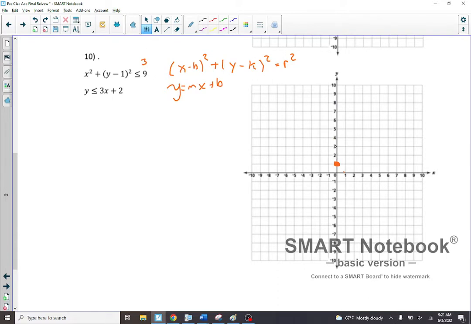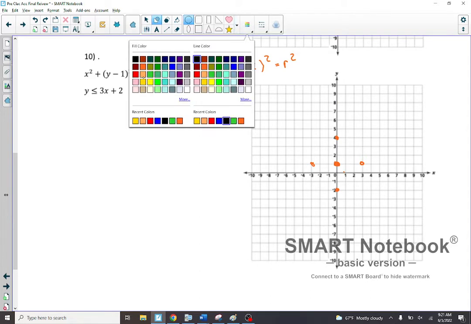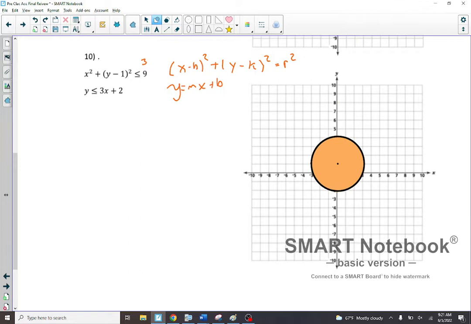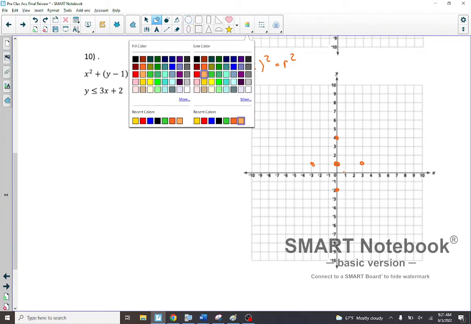So I'm going to go 3 up, 1, 2, 3. 3 down, 1, 2, 3. 3 right, 1, 2, 3. 3 left, 1, 2, 3. Make a quick circle. That's not how I wanted my circle to look. There we go.